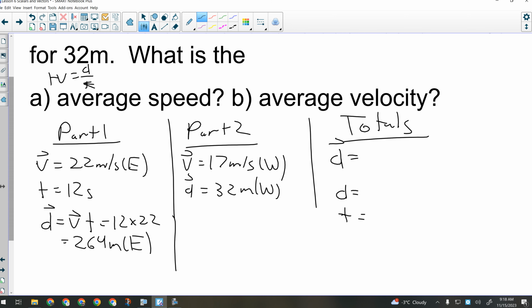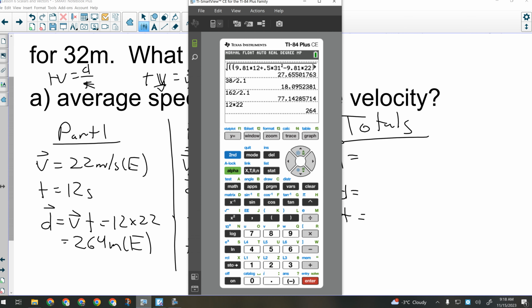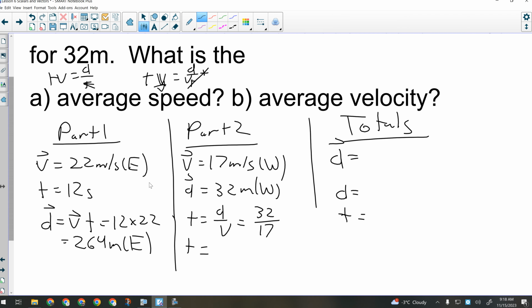Okay, now for part 2, I don't have the what? I don't have the time. Can I find it? Yeah. Okay, so I'm going to take V equals D over T. I'm going to multiply both sides by T. Then I'm going to divide both sides by V. All right, so T equals D over V. So that'll be 32 meters divided by 17 meters per second. Okay, so that'll be 1.88 seconds.